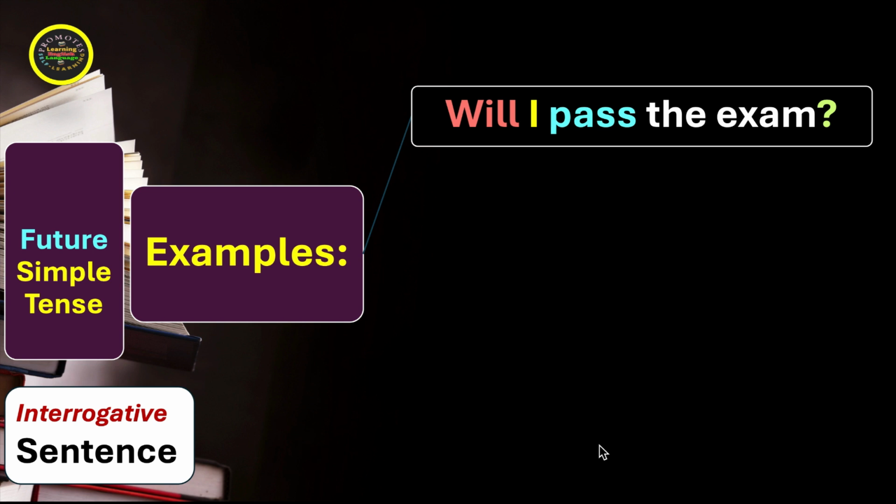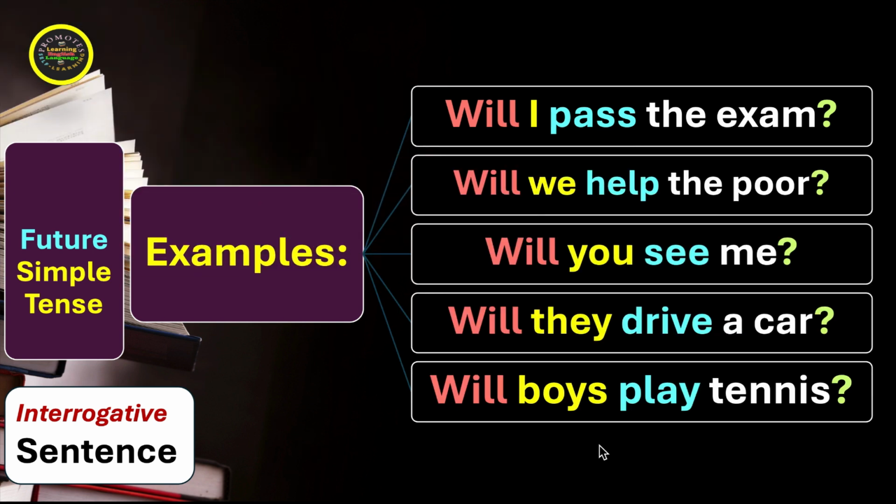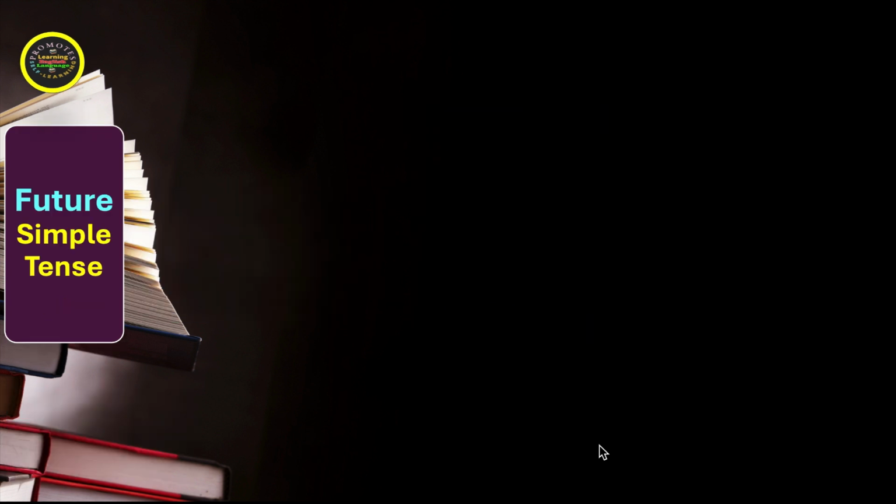Now see the examples of future simple tense in the interrogative or question form. Will I pass the exam? Will we help the poor? Will you see me? Will they drive a car? Will boys play tennis?